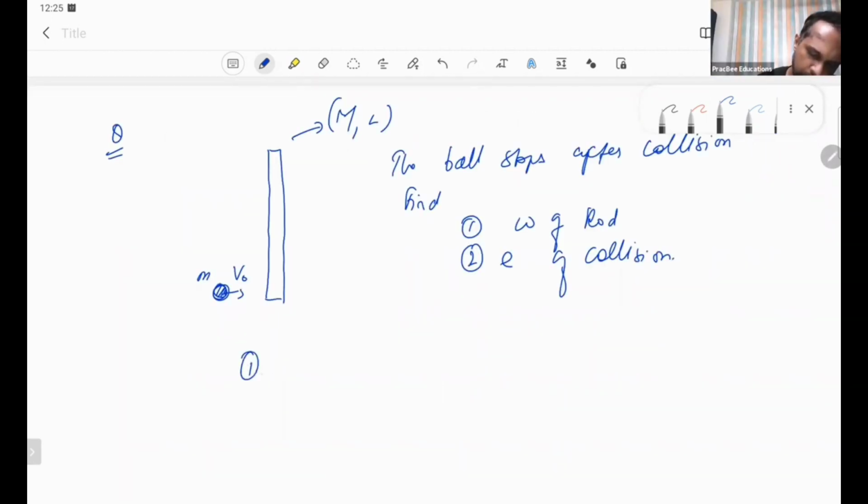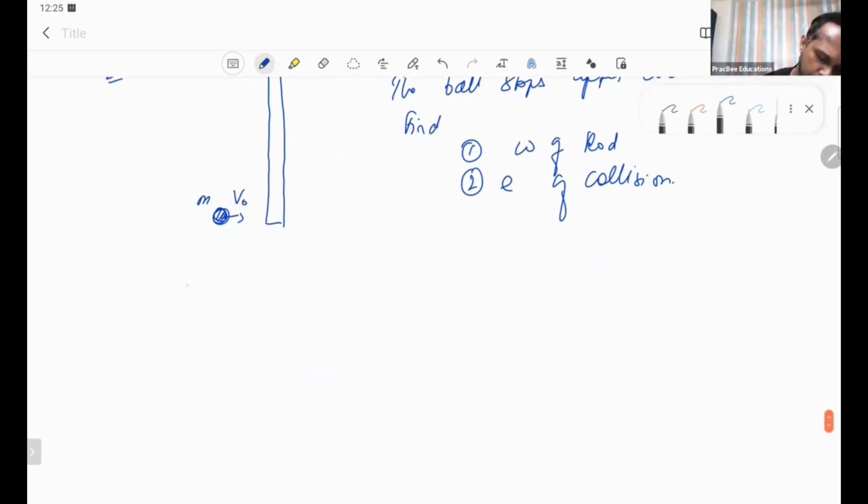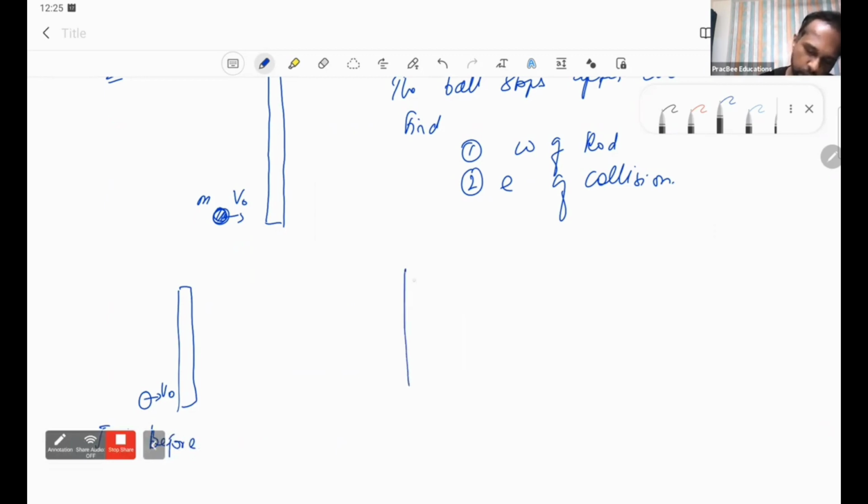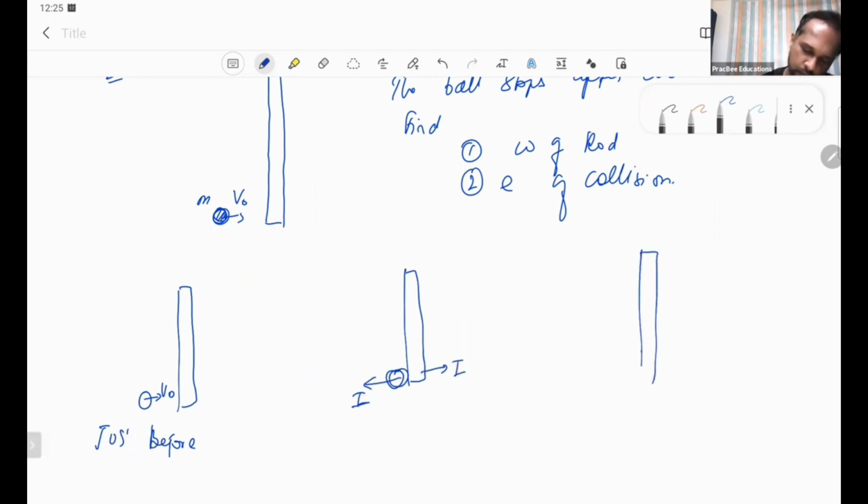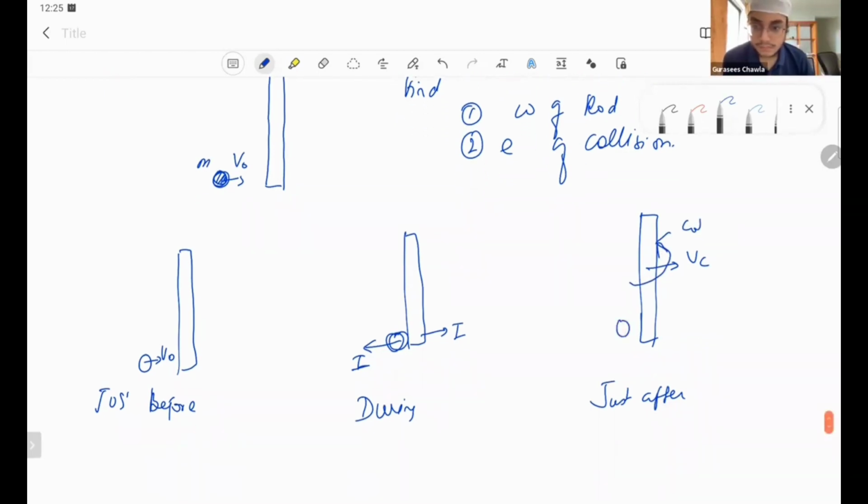So I can apply conservation of linear momentum. According to conservation of linear momentum, let me first explain this once. Just to make things clear, this is before collision, just before collision. During collision, an impulsive force I acts on this and an impulsive force I on this. And just after collision, this will be moving with some velocity vc and it will be rotating like this. And the ball is stationary. The ball has stopped.